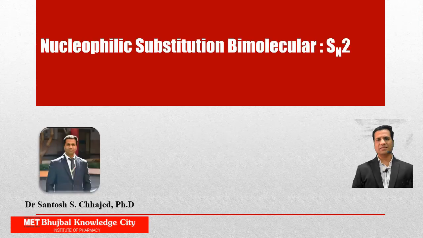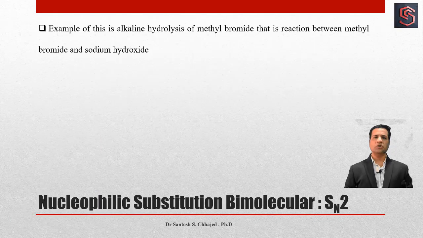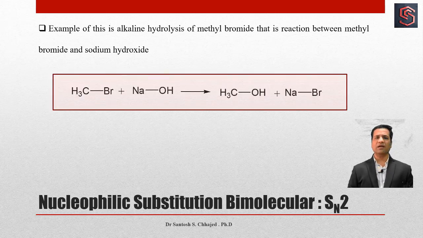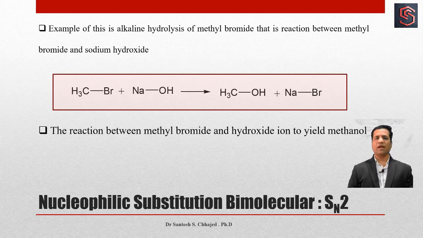Now we will discuss nucleophilic substitution bimolecular, that is the SN2 reaction, first in detail. As far as SN2 is concerned, an example of this is alkaline hydrolysis of methyl bromide, that is a reaction between methyl bromide and sodium hydroxide. We already discussed that a primary alkyl halide will undergo substitution reaction by SN2 manner, and so this reaction between methyl bromide and hydroxide ion produces methanol as a product.